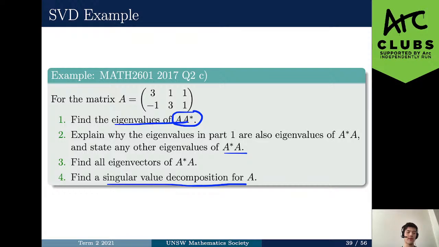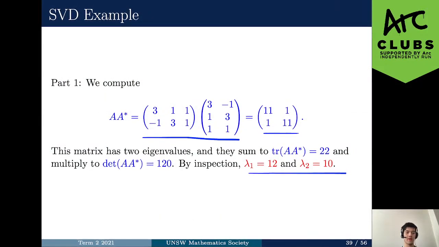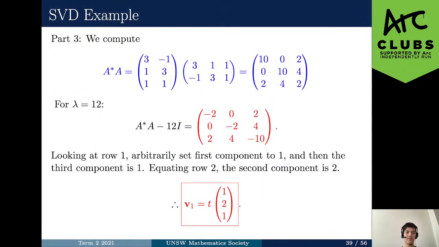So next, we want to find the eigenvectors, which is very typical. We can now calculate A star A. We get this matrix here. We already know what the eigenvalues are. We know it's 12, 10, and 0. So I can just take away 12I, and I get this matrix. And from that, I can work out what the eigenvectors are.